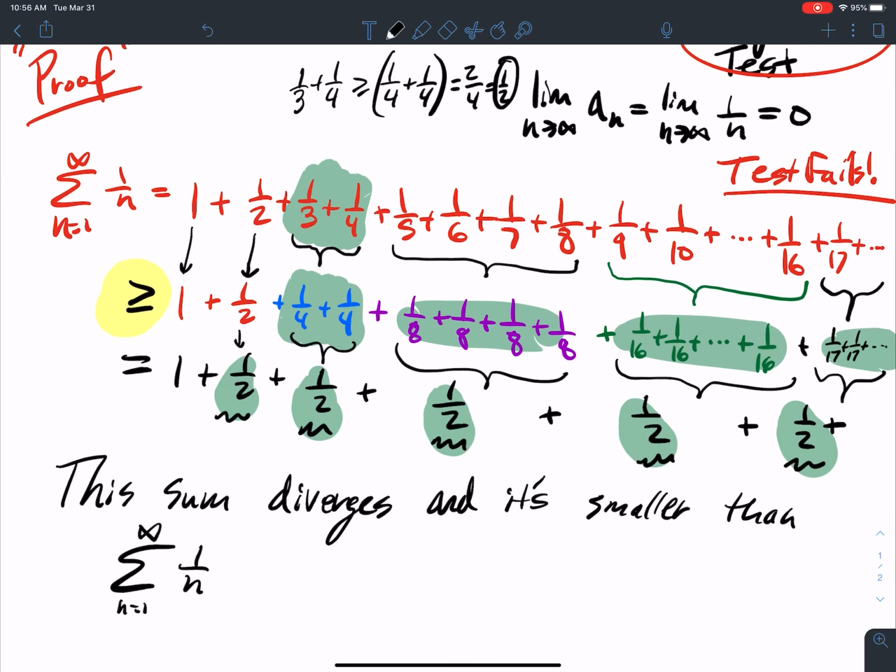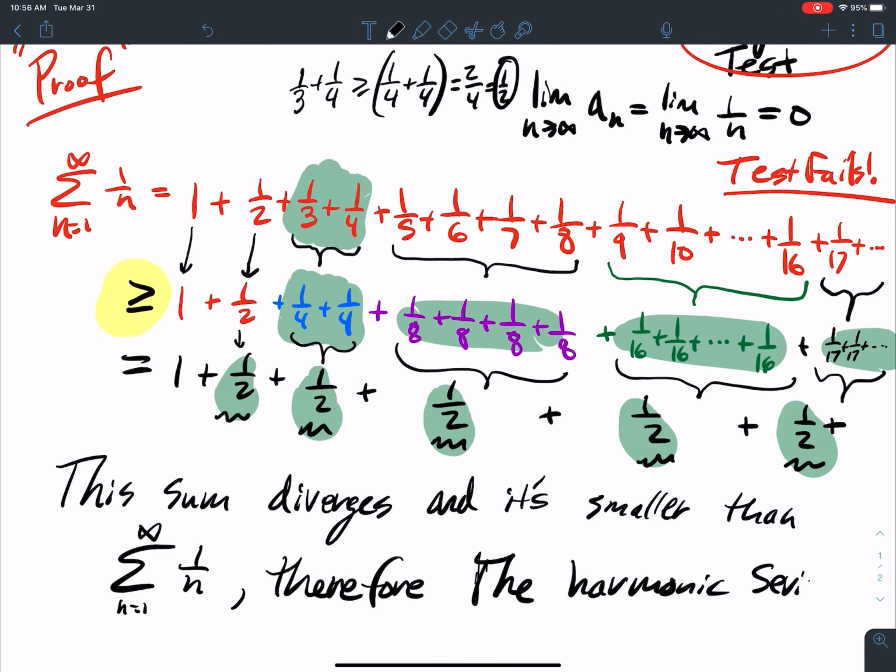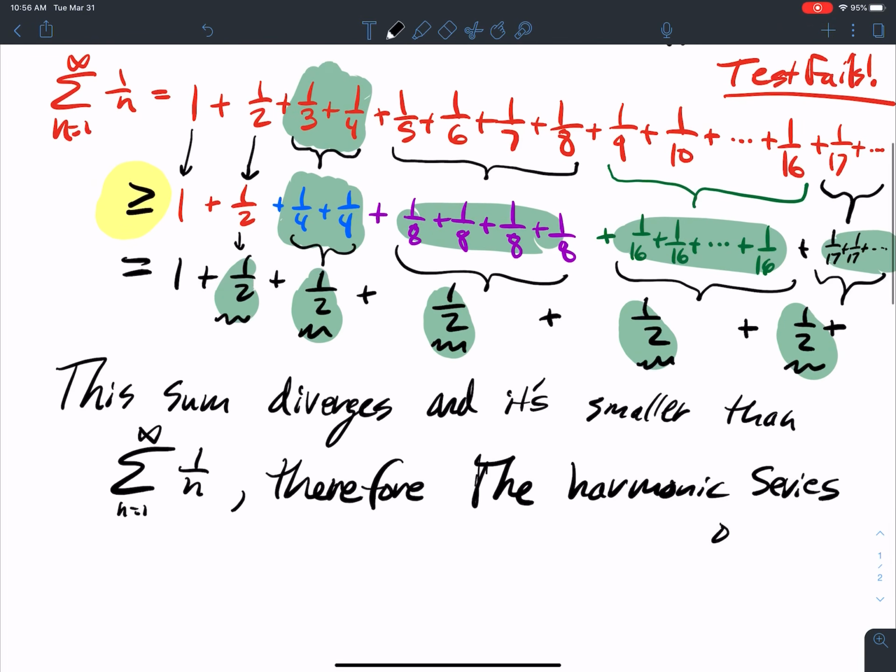Okay? So, therefore, the harmonic series diverges.